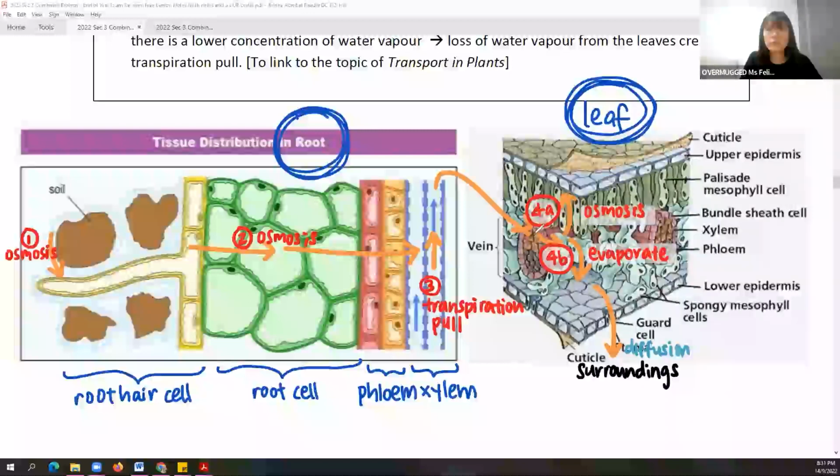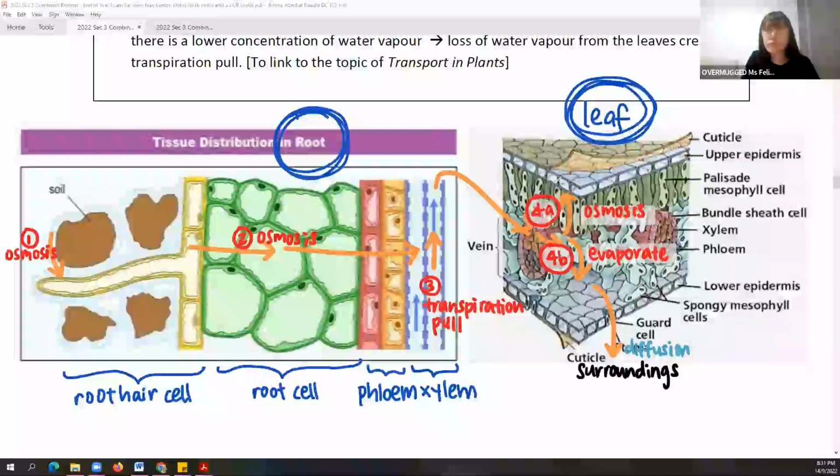So in the leaf, from the xylem, it will move two ways. One, it will be used for photosynthesis by the palisade mesophyll. The other part will be lost to the surrounding air, which is transpiration. Okay, so let's take a look at 4A first.